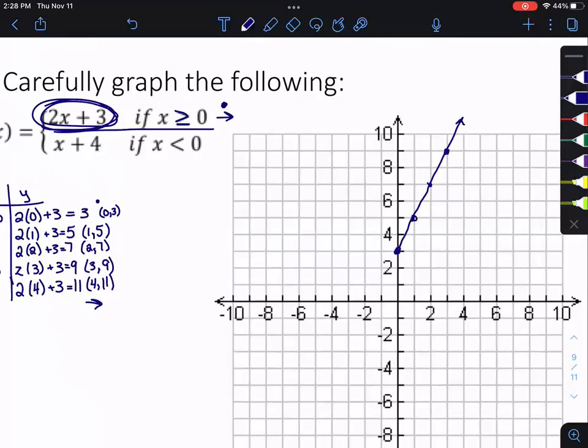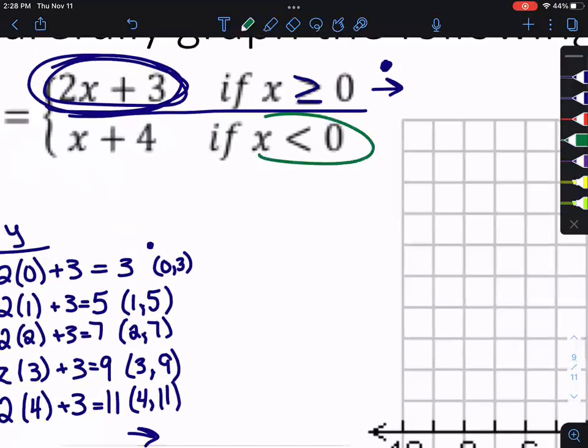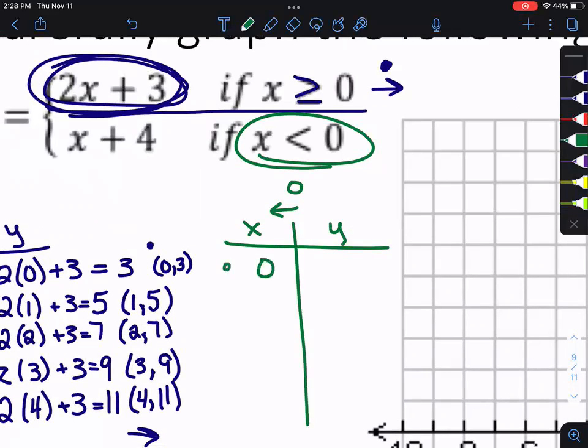Now we're going to go through and we're going to repeat this process for the bottom condition. X is less than 0. So when I look at this, I'm going to have an open circle at 0, and my arrow is going to head to the left. So again, we're going to make an XY chart. We're going to start at 0, keeping in mind it's going to be an open circle. And then we're going to pick numbers to the left of 0. So imagine a number line. On our number line, numbers to the left of 0: -1, -2, -3, -4.